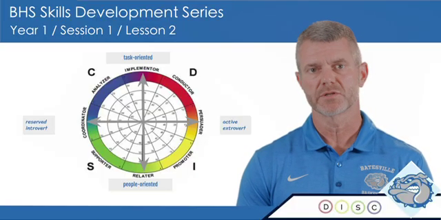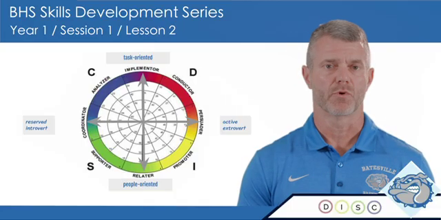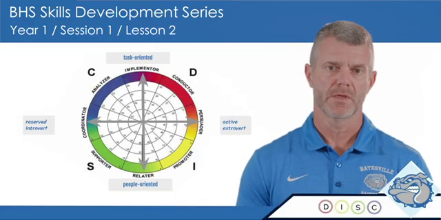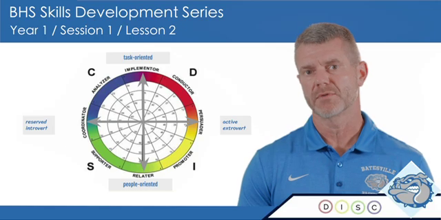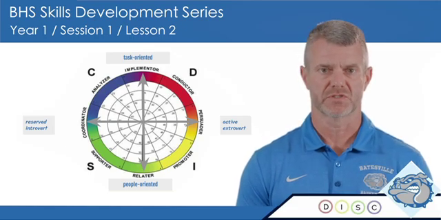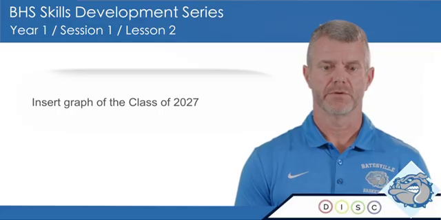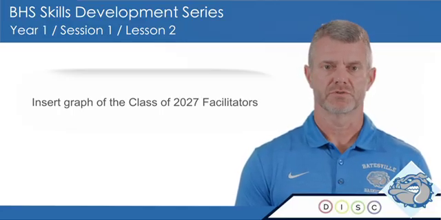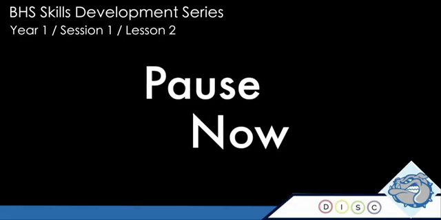Are they task-oriented or are they more people-oriented? Do they tend to be more introverted or extroverted? Are they more reserved? Are they more active and outgoing? These are some traits that we start to draw in it, and you are actually grouped this way in these settings based upon similar DISC styles. We'll pause here, and then we're going to insert the graph of the class of 2027, and we'll also insert the graph of the class of 2027 facilitators here.